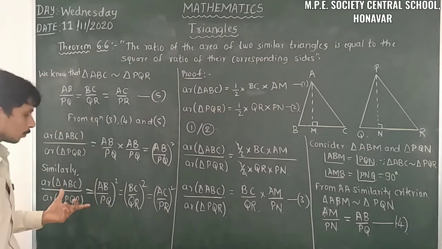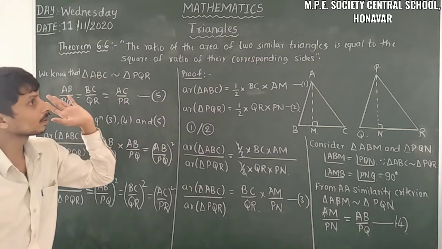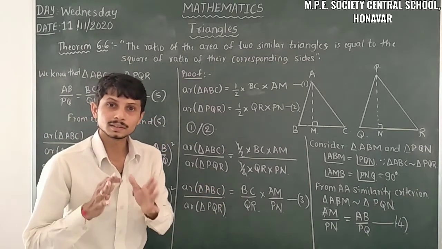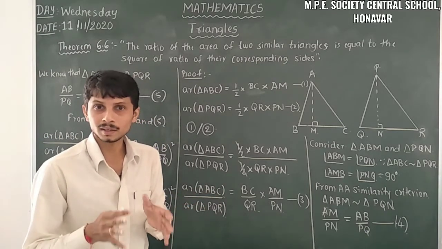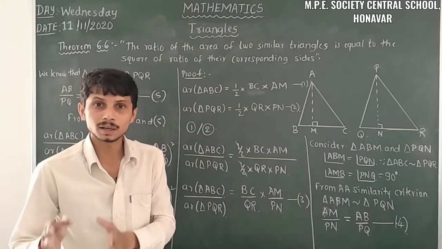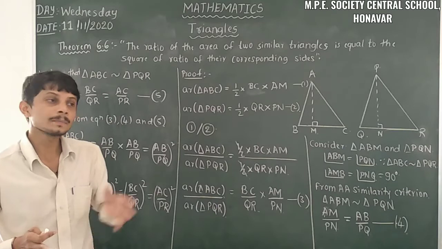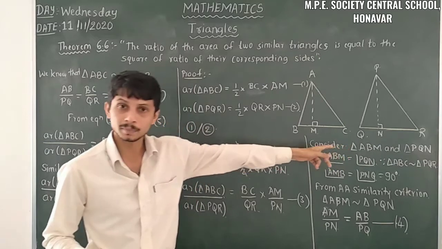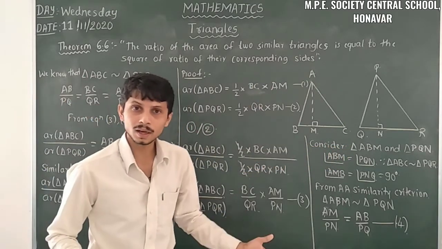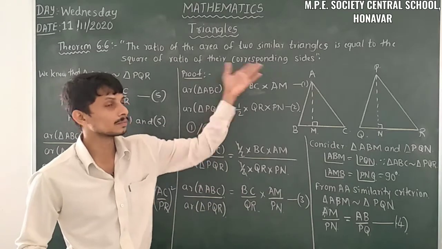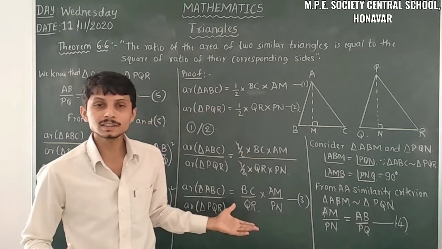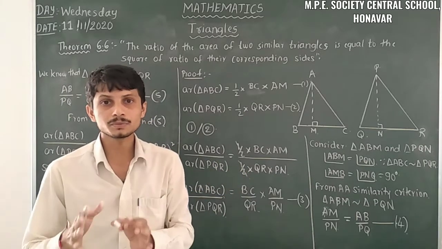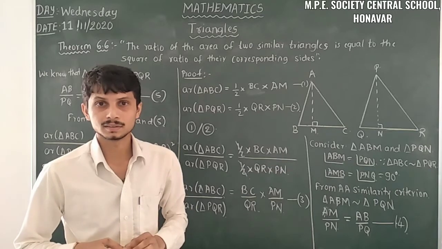Yes. So we proved that the ratio of the areas of two similar triangles is equal to the square of the ratio of the corresponding sides. It is the easiest method to find the ratio of the areas of two similar triangles. If we have the measurement of AB and the measurement of PQ, divide them and take the square of that, we get the ratio of the areas of similar triangles. So this is the proof of the theorem related to the area of similar triangles.